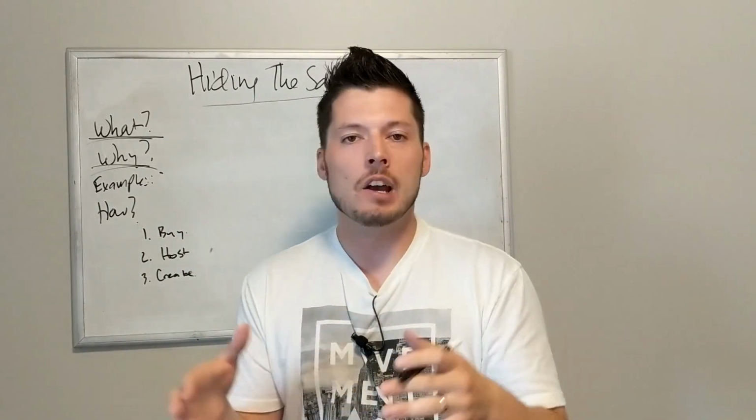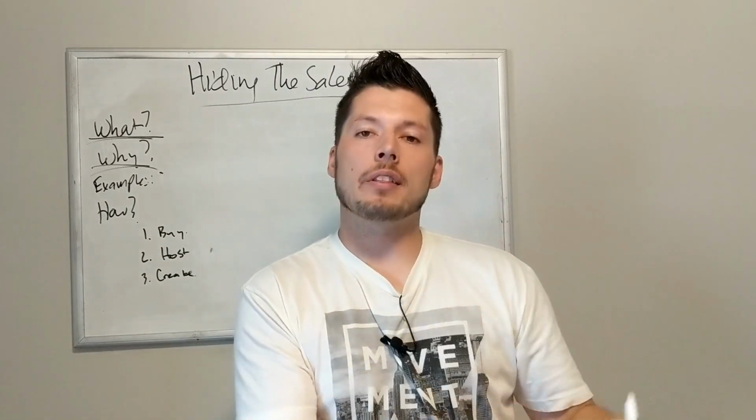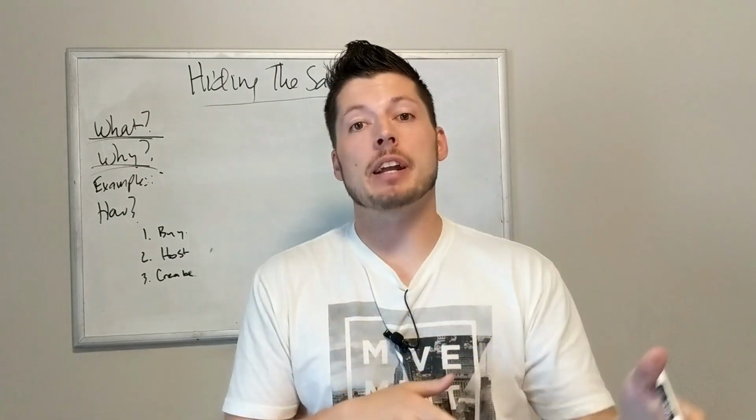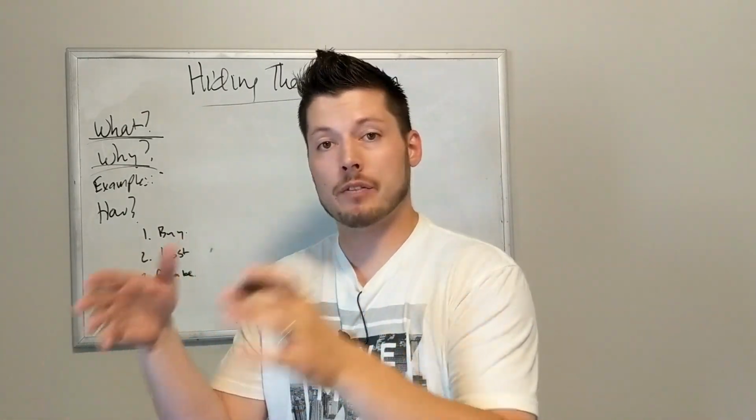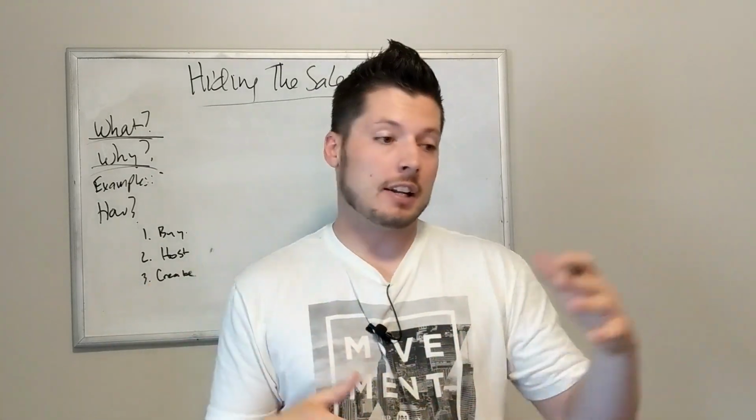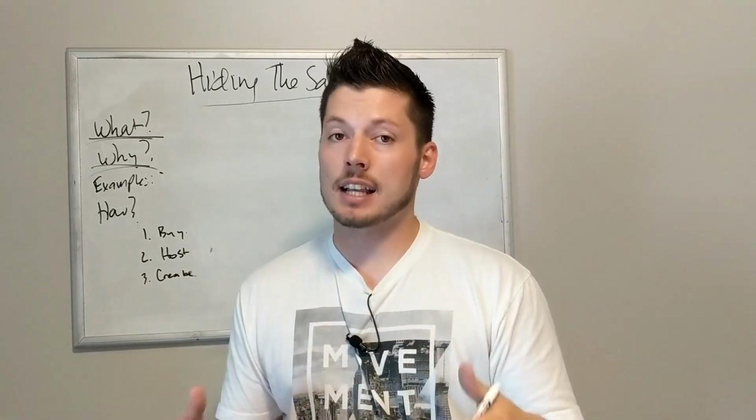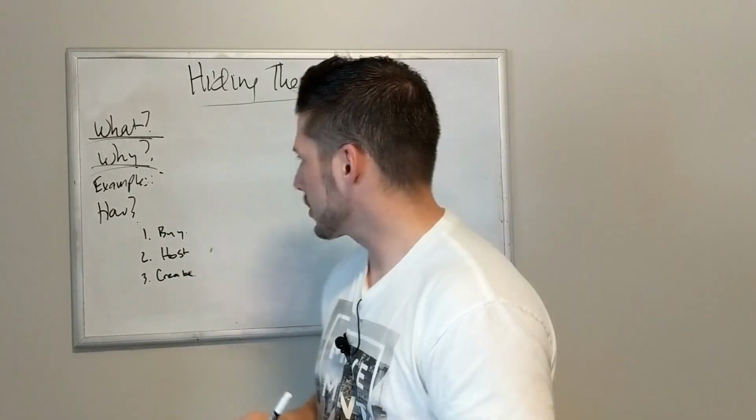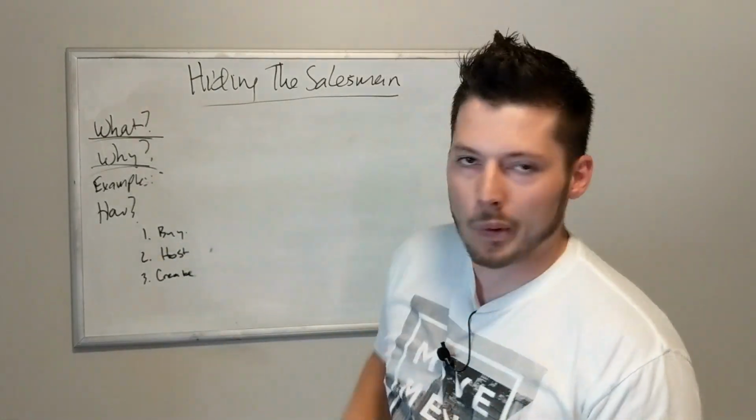And why is that? Well, it's because people don't go online to talk to a salesperson. People go online to get information. And so what you're promising is information in exchange for their contact information, and you've got to deliver on that. But they're a lot less likely to do that if they think you're a salesperson. And so that's why you hide the salesperson. So that's what and why, right?